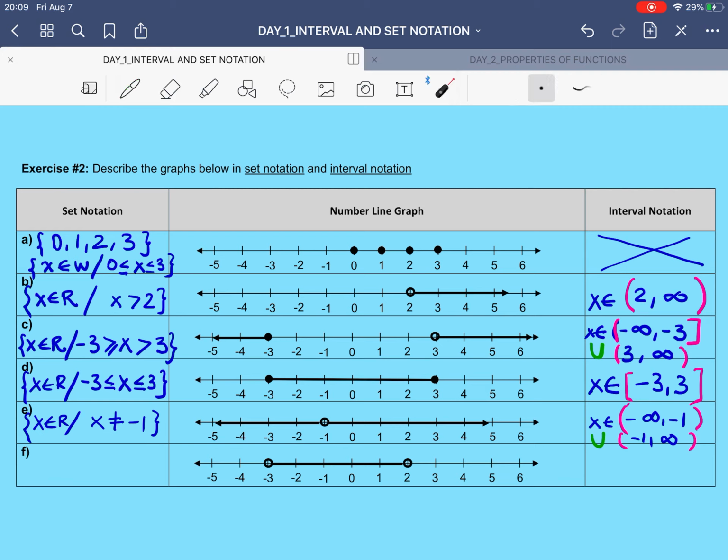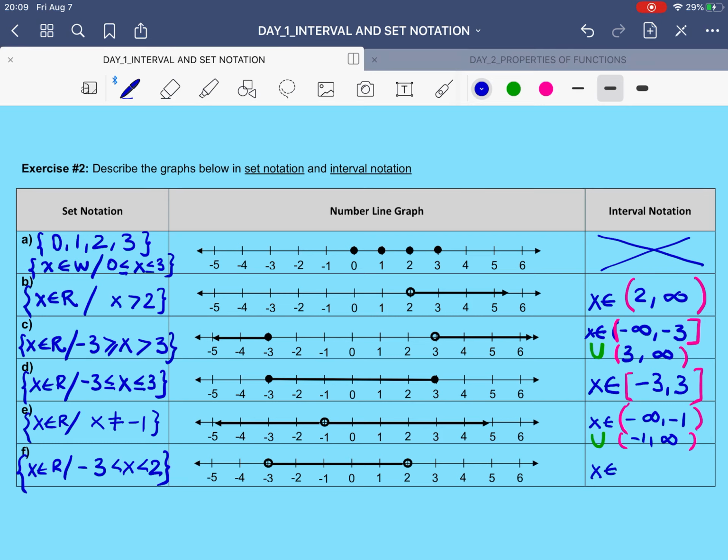In the last example, we have the numbers between -3 and +2. None of the endpoints are included. So in set notation, we'll say x is any real number. The lowest is -3, the highest +2. Braces, actually. And x is in between. We're going to say bigger than -3 and less than 2.